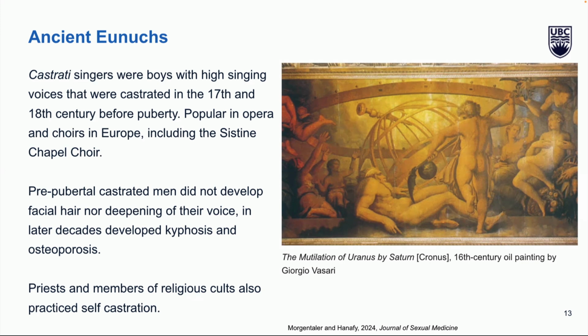The depiction of eunuchs is also present throughout biblical narratives, where priests and religious cults would often perform self-castration as a way of gaining the eunuch calm and being closer to God. These themes of castration are often depicted within Renaissance artwork and through mythology. Here's an example of Cronus, or Saturn, who's castrating his father, Uranus, in this oil painting.